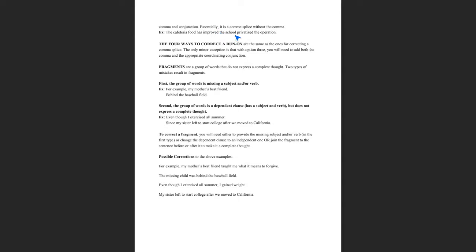The good thing about this is you correct these the exact same way you correct a comma splice. So make them 2 separate sentences, use a semicolon between them, add a comma and a coordinating conjunction, or make one a dependent clause. So it's the same way you correct a run-on fused sentence, the same way that you correct a comma splice. And then the last mistake is a fragment.